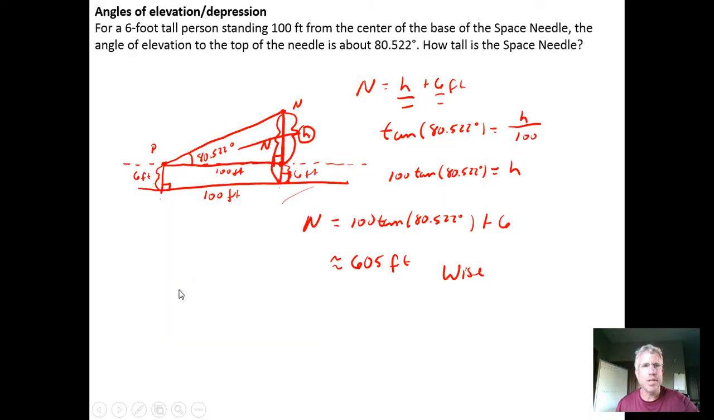So we'll do one more example. We'll still use the Space Needle. So we have a person standing near the top of the Space Needle. Notice there's a car wreck some distance from the Space Needle. If the angle of depression from the person's eyes to the wreck is 32 degrees, how far away is the accident from the base of the Space Needle?